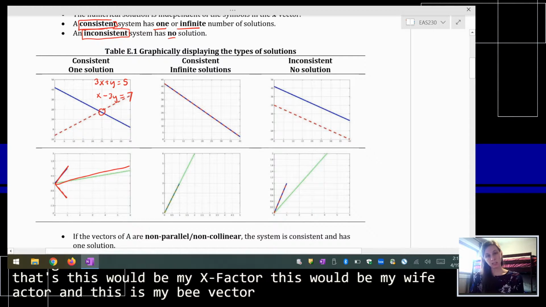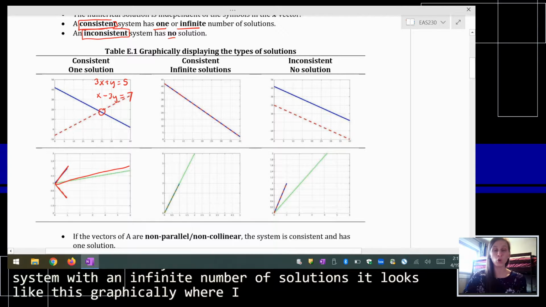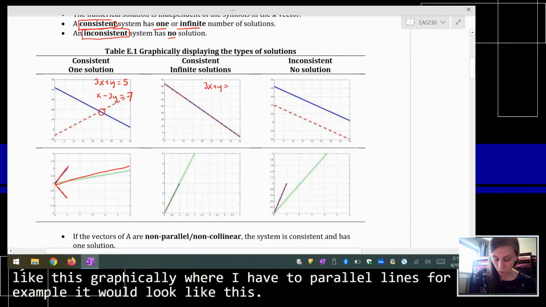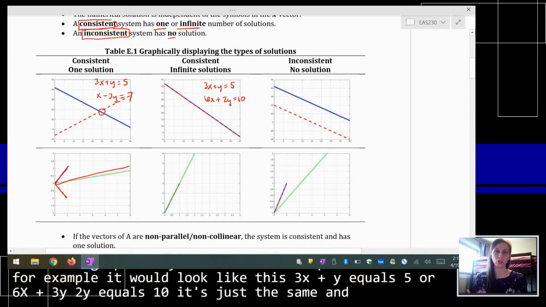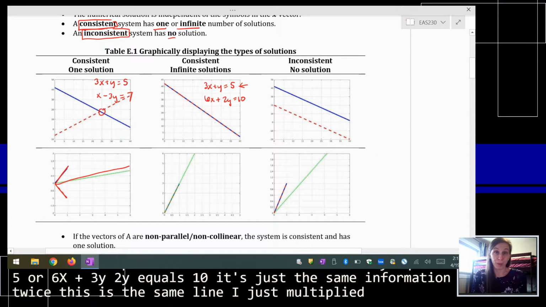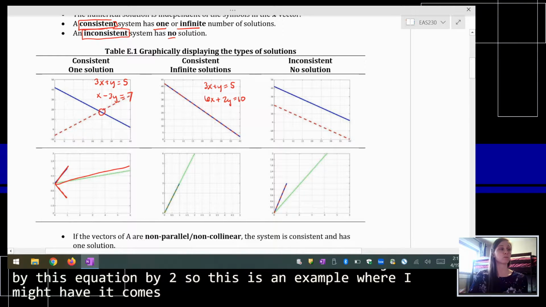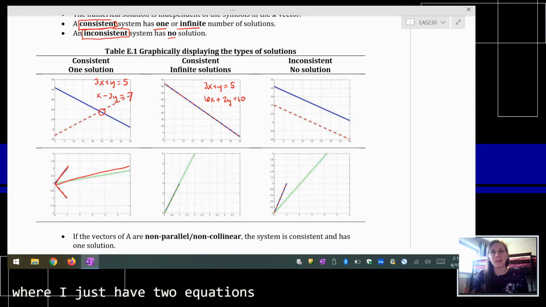If I have a consistent system with an infinite number of solutions, it looks like this graphically, where I have 2 parallel lines. For example, it would look like this, 3x plus y equals 5, or 6x plus 2y equals 10. It's just the same information twice. This is the same line. I just multiplied this equation by 2. So this is an example where I might have a consistent system with an infinite number of solutions where I just have 2 equations with the same information.